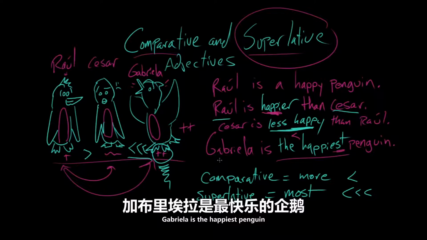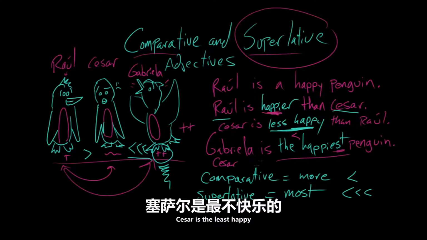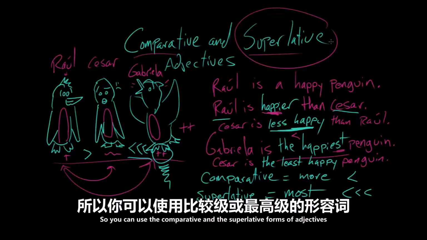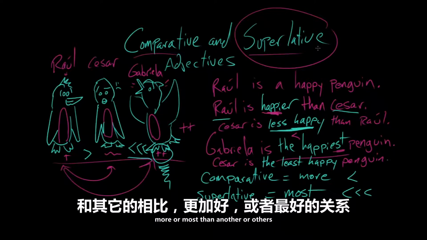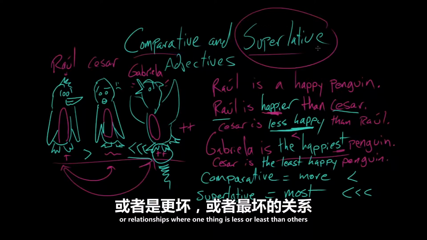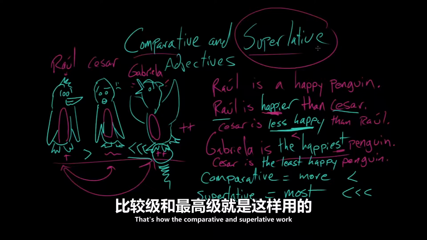Gabriela is the happiest penguin, and so for this group of three, Cesar is the least happy. So you can use the comparative and the superlative forms of adjectives to compare relationships where one thing is more or most than another or others, or relationships where one thing is less or least than others. That's how the comparative and superlative work.